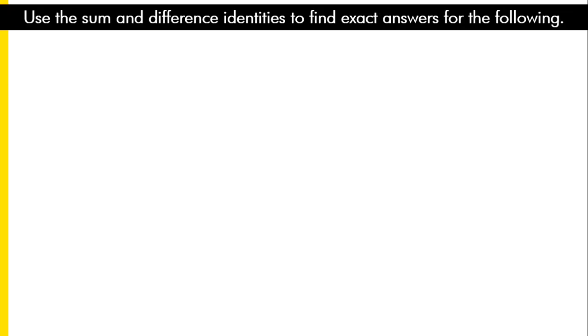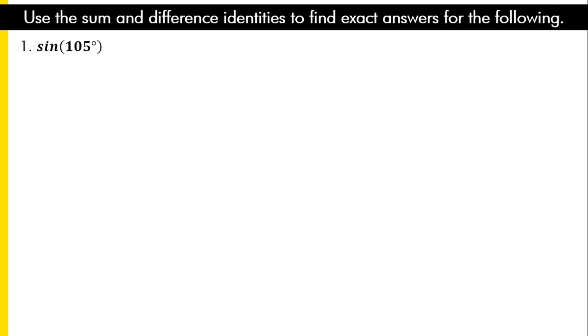Okay, so here, let's use the sum and difference identities to find exact answers for the following. Our goal is not to use a calculator, but to utilize the special angles to identify the answer, without using the calculator. So let's start first with this example. We have sine 105 degrees.